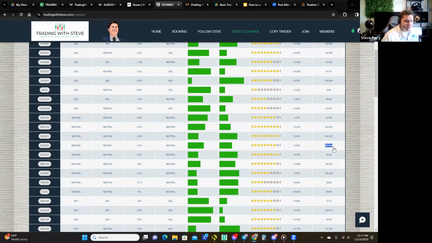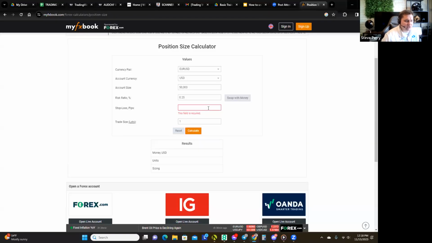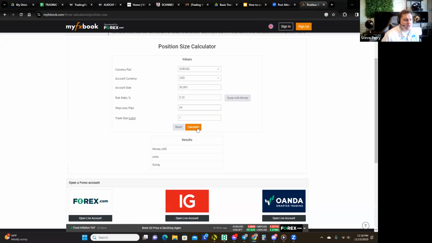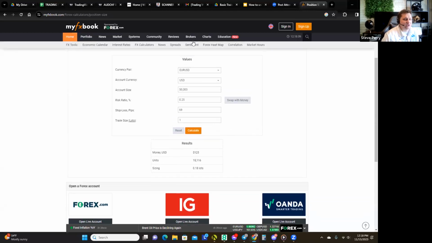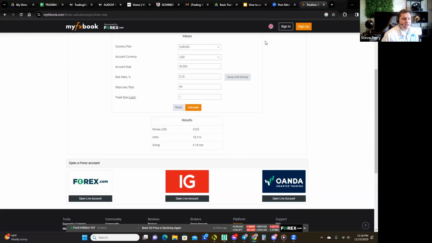So I like the average daily range model, which is what we've been doing for our stop losses. So I'll put 69 pips in there. Let's go back to the position size calculator, put in 69, then click calculate. And then here it is. As soon as you click calculate, it takes all of these fields together and compiles it into information that's very useful.